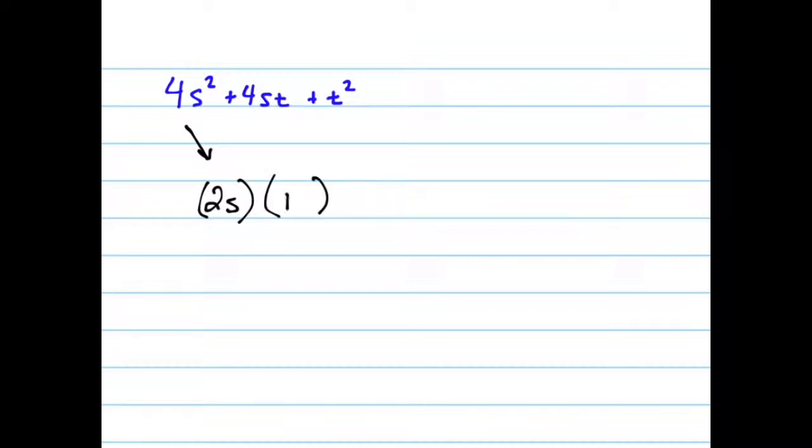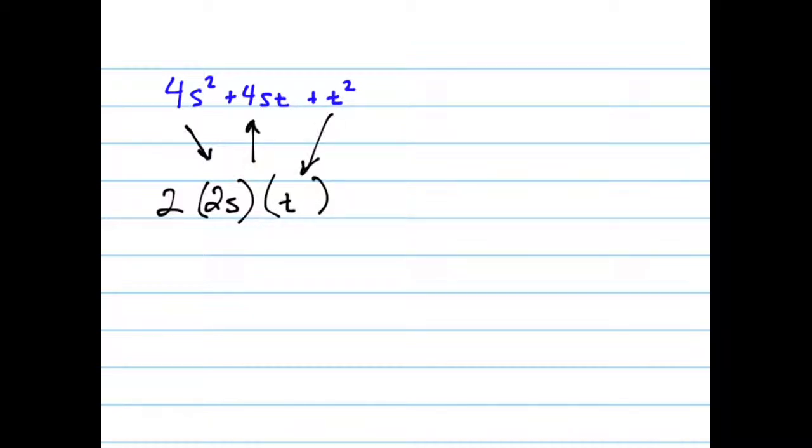So let's look at a slightly messier one. 4s squared plus 4st plus t squared. How many terms do you have? 3. Good counting. Are the first and last terms perfect squares? Yes. What's the square root of 4s squared? 2s. What's the square root of t squared? t. What's 2 times those? 2 times 2s times t gives us 4st. That matches our middle term.